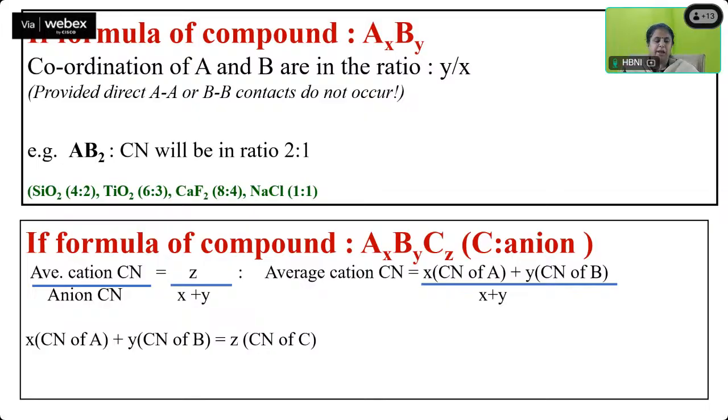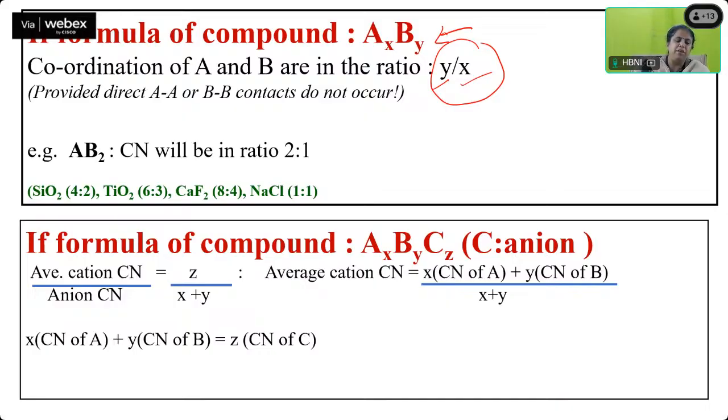So as I was just saying, if the formula of the compound is like AxBy, then the coordination number will be in the ratio of Y:X. Now here the condition is that in this structure, A is bonded to B and B is bonded to A, so direct A-A or B-B contacts do not occur, then this particular condition applies.